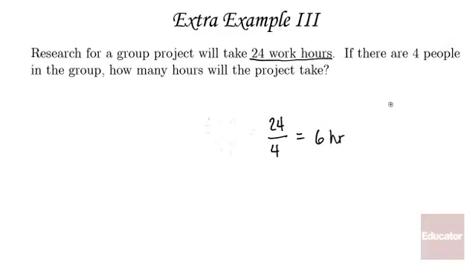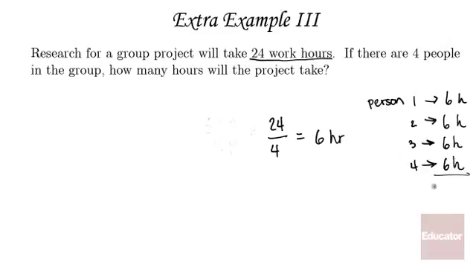So simultaneously, person 1, person 2, person 3, person 4 will work 6 hours. And at the end of that 6-hour period, they will have reached their goal of 24 hours. So the project will take 6 hours if all the people are working at the same rate for the same amount of time.